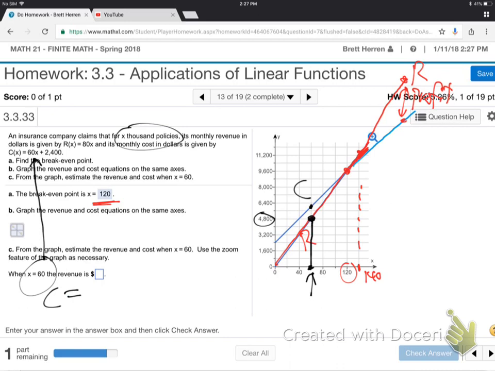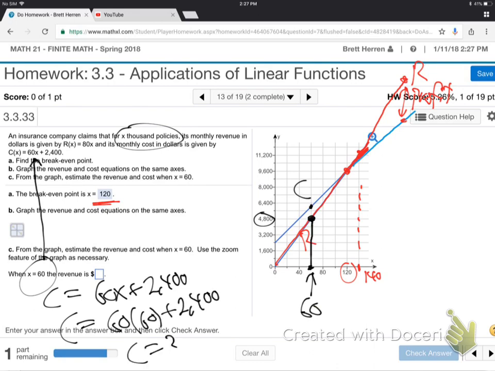The cost is going to be 60x plus 2,400. So plug in 60 for x, and you'll get, what is that, 3,600 plus 2,400. Cost equals 6,000 even, huh? So it'll cost the company $6,000. They'll make a revenue of $4,800. They'll lose money. It's costing them more than they do revenue. So we can answer those questions.